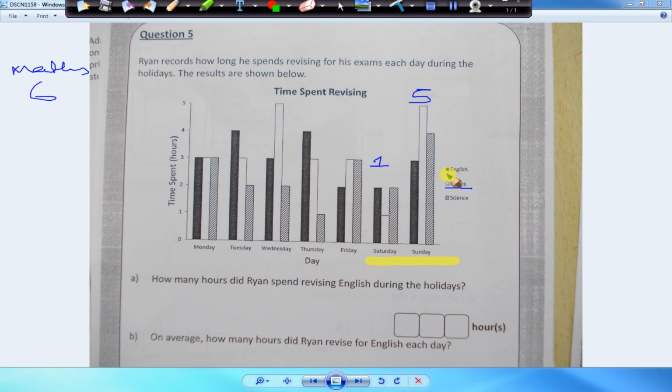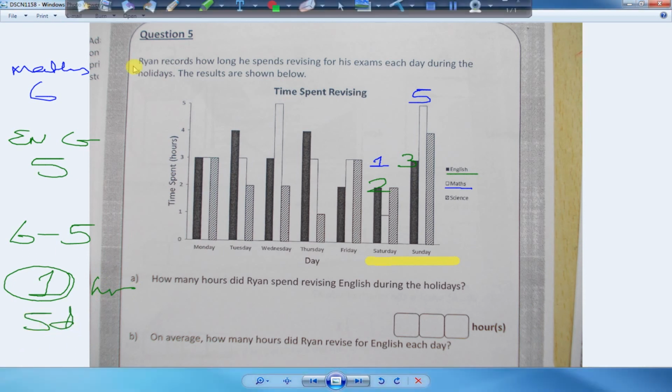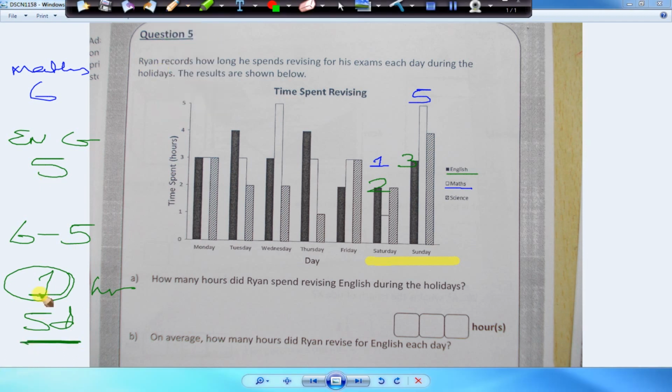And let's go for the next one. We'll compare English. English is the solid black one. So we have here, English is 2 hours Saturday and 3 hours on Sunday. So the English hours was how much altogether? 5 hours, 2 or 3. And the question says, how much longer did you do maths and English? What do we do with the 6 and the 5? 6 take 5. So the final answer for that question is 1 hour. And that is question which one? 5D. That's the answer for 5D. Okay, I've lost my pen. Okay, that's question 5D is 1 hour.